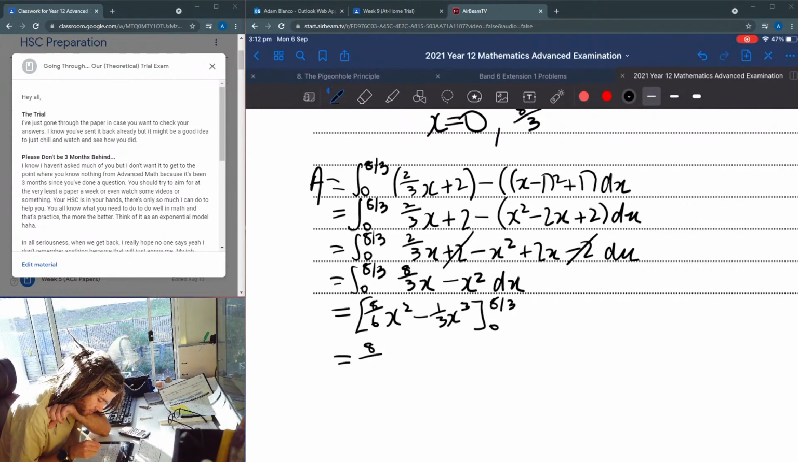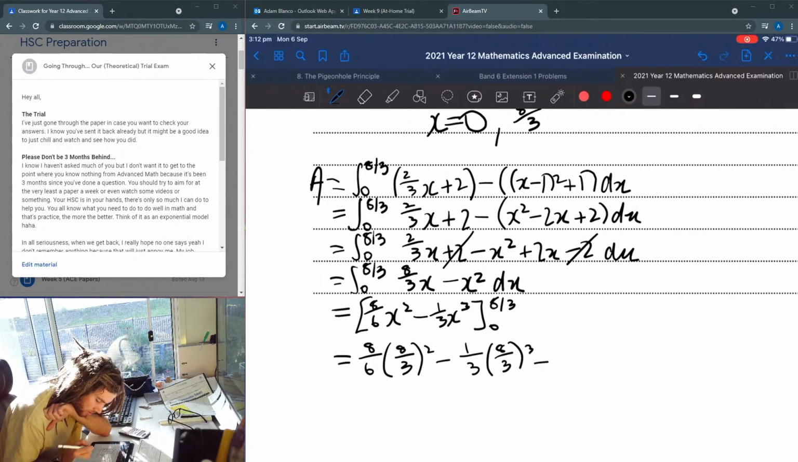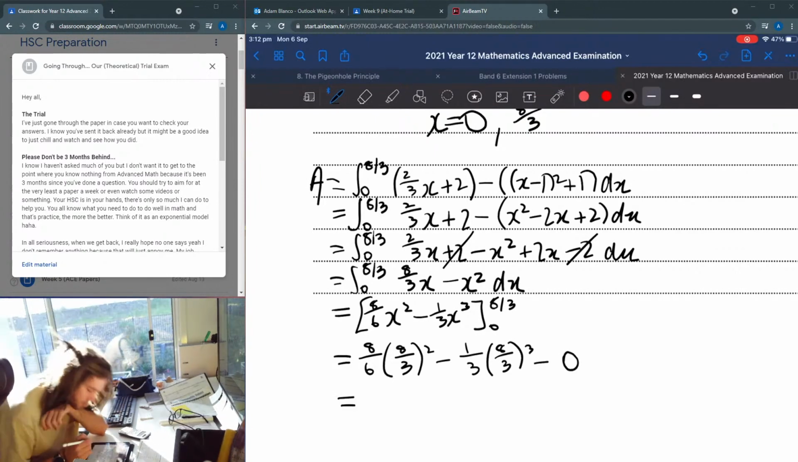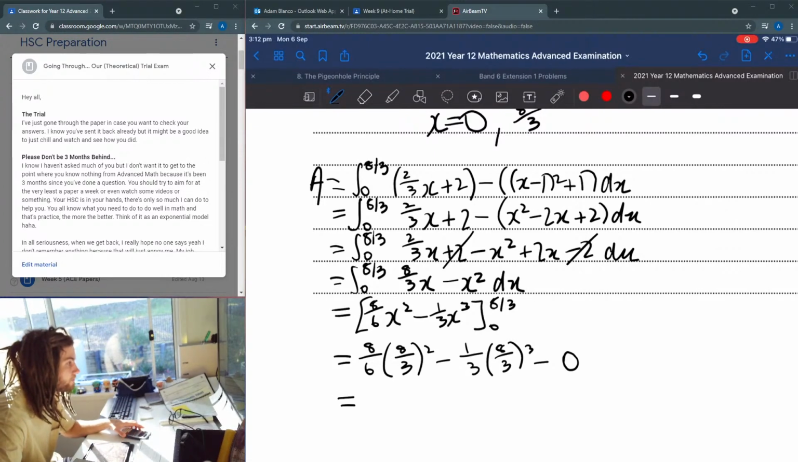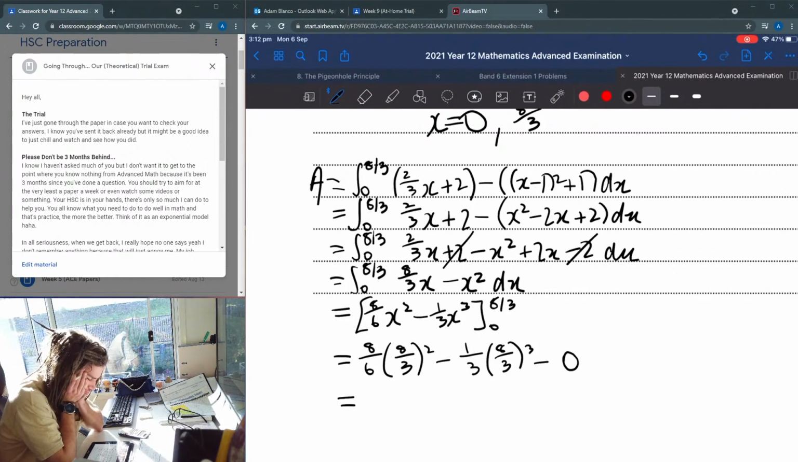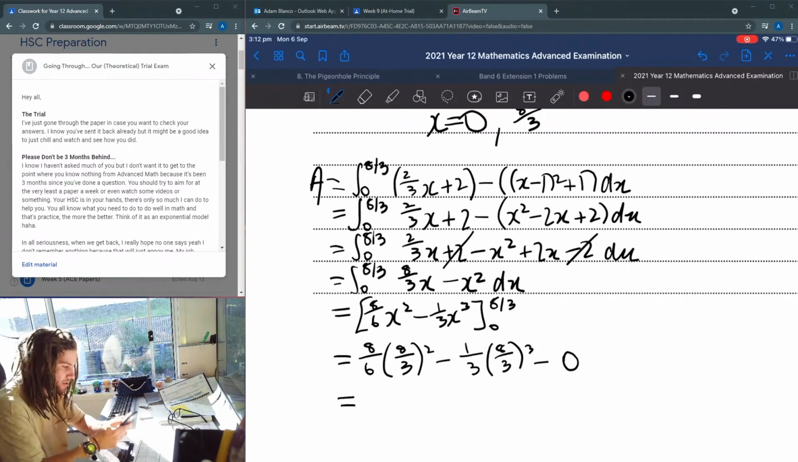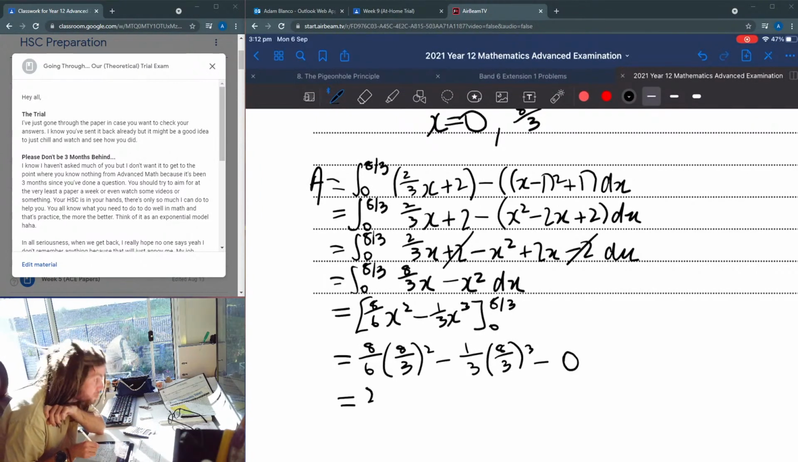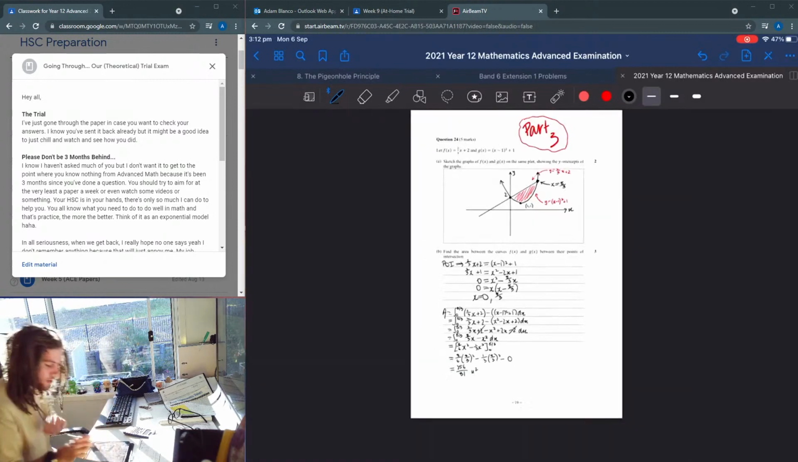8 on 6 times (8 on 3) squared minus 1 on 3 of (8 on 3) cubed, my god, this is an insane question, minus 0. Can I type all that into the calculator? Oh no, they just simplified the 8 on 6. So when you type that into the calculator, you get 256 on 81 units squared.